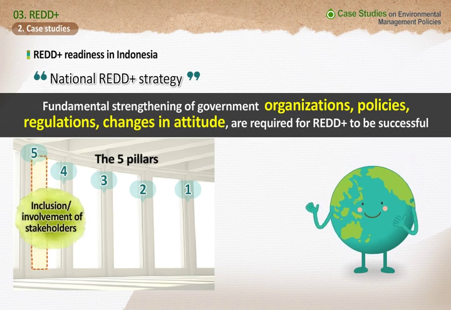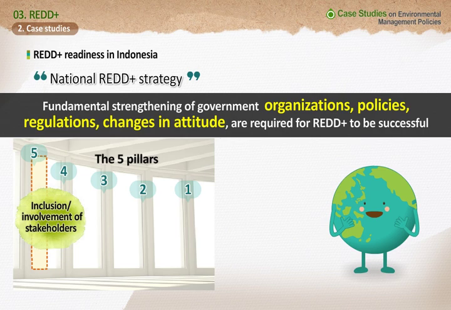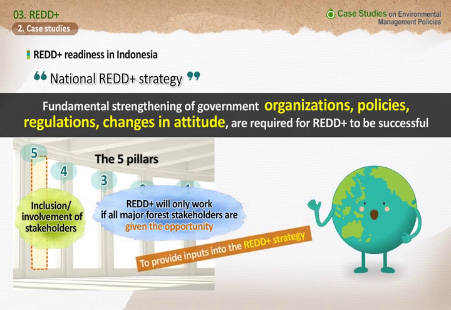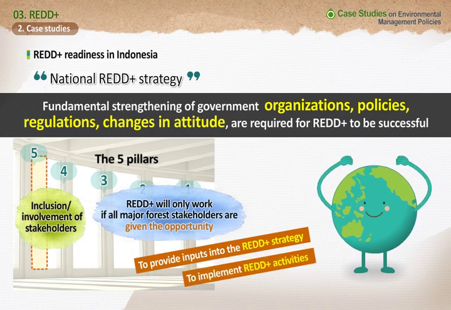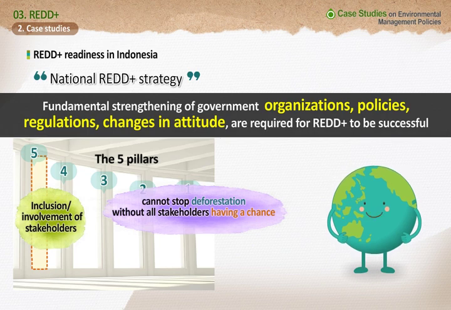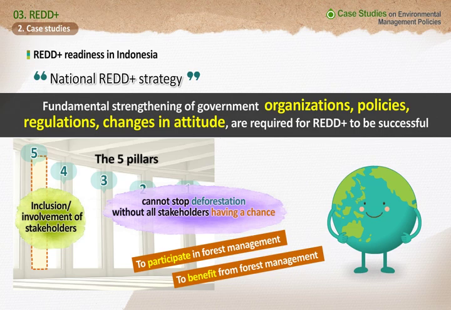The fifth pillar, inclusion and involvement of stakeholders, is particularly important as here the government is acknowledging that REDD+ will only work if all major forest stakeholders are given the opportunity to provide inputs into the REDD+ strategy and to implement REDD+ activities. Over several decades, the government has learned that it cannot stop deforestation without all stakeholders having a chance to participate in and benefit from forest management.